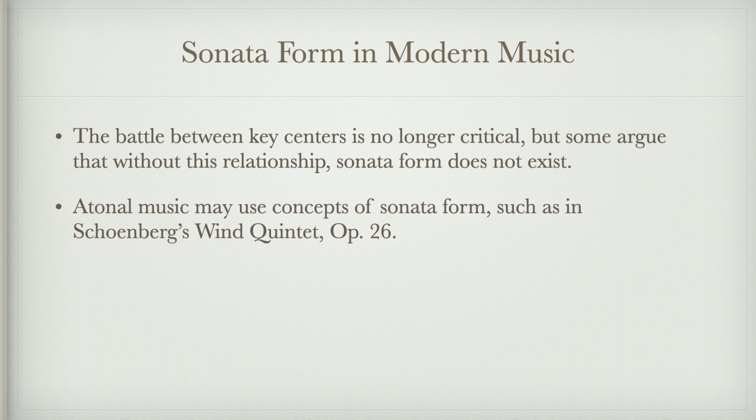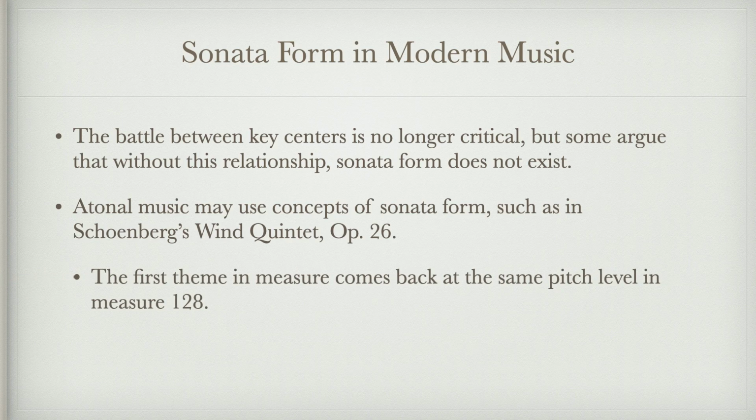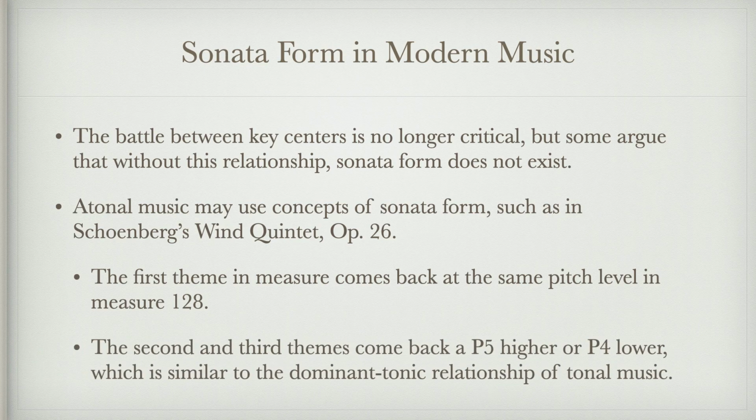So some composers have attempted to answer this, and atonal music can use concepts of sonata form, such as Schoenberg's Wind Quintet, Opus 26. If you get that score, you look at the first measure, it comes back at the same pitch level in measure 128. So that's sort of a tonic area in a sense. The second and the third themes come back later in the piece a perfect fifth higher or a perfect fifth lower. And this is similar to our dominant tonic relationship of tonal centers.